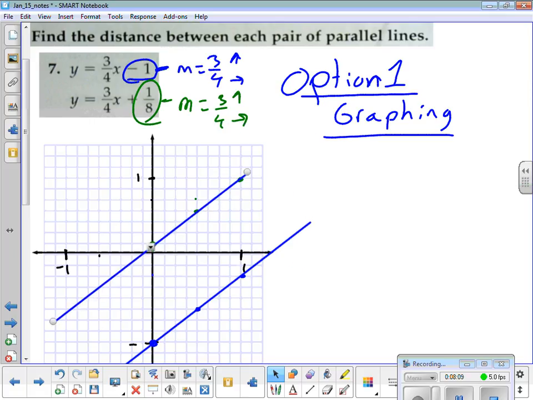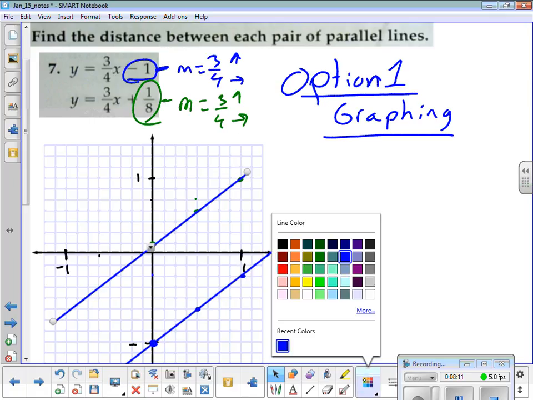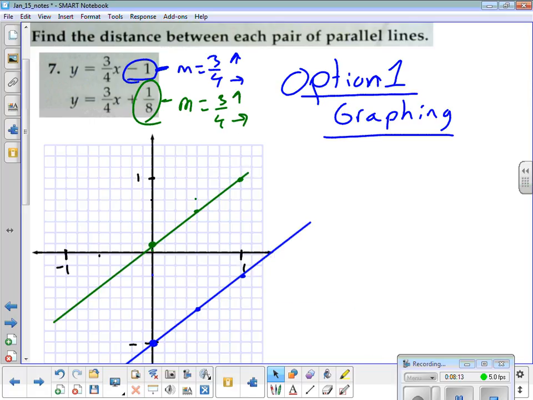So there I have a line. Let's make it green because I was doing that one in green. Okay, so there's my two lines. They both have a slope of 3/4, and one's passing through the +1/8 and the other is, okay. So now what I need to do is figure out what is the distance between these.